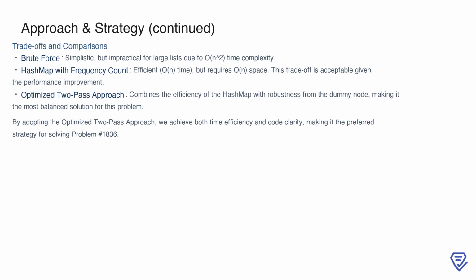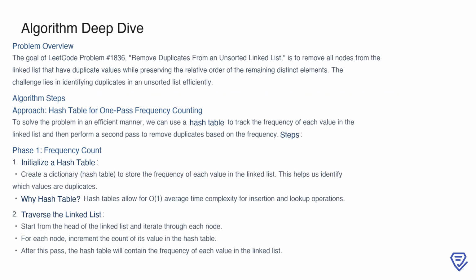Finally, the optimized two-pass approach combines the time efficiency of the hash map with the robustness provided by the dummy node, making it the most balanced solution. By adopting this approach, we ensure both clarity in implementation and optimal performance. This makes it the preferred strategy for solving LeetCode problem number 1836, effectively addressing both the functional and efficiency requirements of the problem. In problem number 1836, remove duplicates from an unsorted linked list.